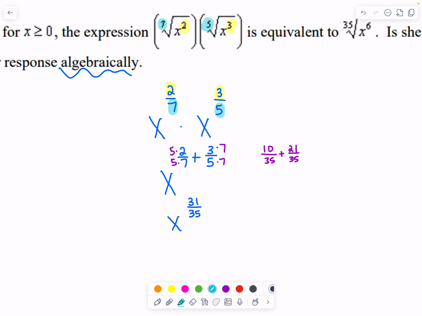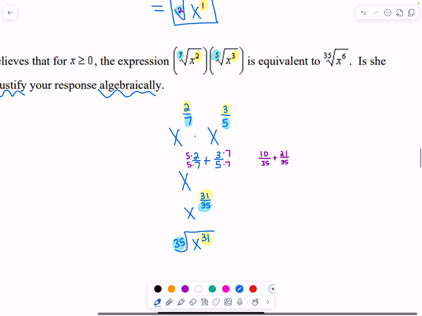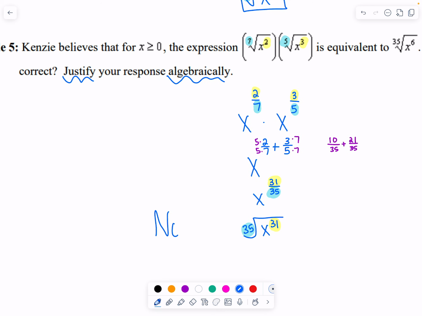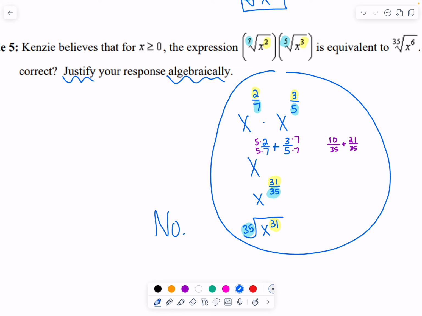My power over root. So this would equal the 35th root of x to the 31st power, right? So that would be my final answer. She got the 35th root of x to the 6th. So no. Is she correct? I would have to state no. And then this work is my justification. So this would receive full credit.